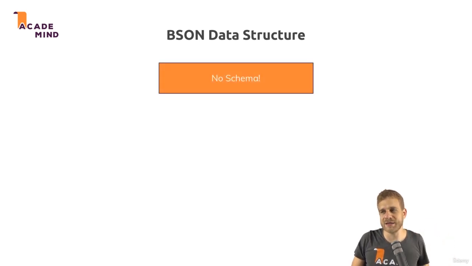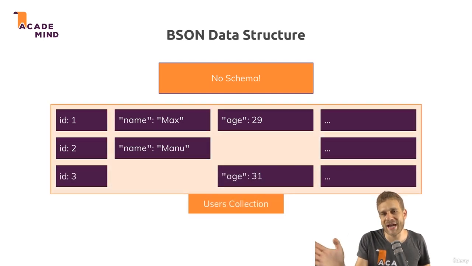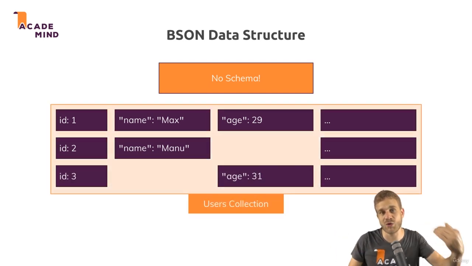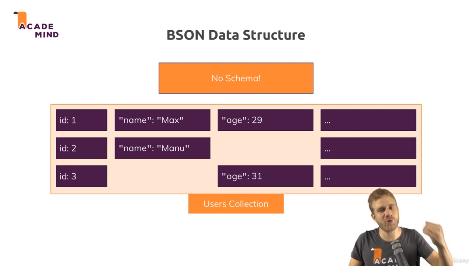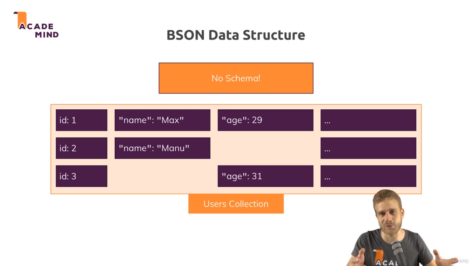So we got no schemas in MongoDB. If we have multiple documents in one and the same collection, they can have different structures. That is one thing I mentioned in the last video. And this is really important. This can, of course, lead to messy data, but it's still your responsibility as a developer to work with clean data and to implement a solution that works.